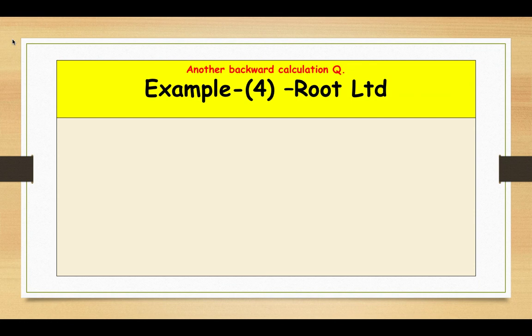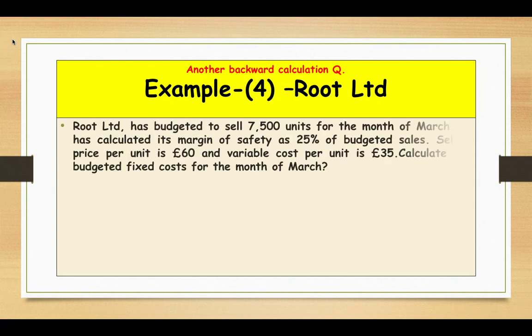Here we are going to see another backward calculation example, which is called Root Limited. Root Limited has budgeted to sell 7,500 units for the month of March. It has calculated its margin of safety as 25% of budgeted sales. Selling price per unit is £60. Variable cost per unit is £35. Calculate the budgeted fixed cost for the month of March.